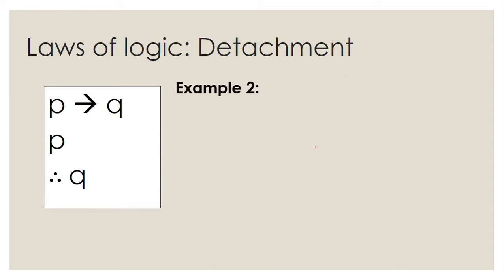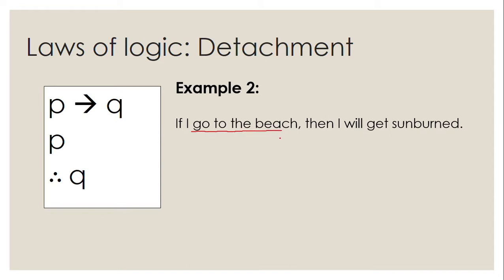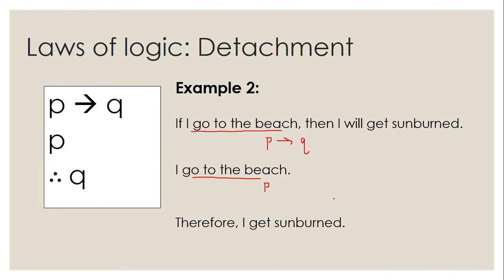Here's another example of detachment. If I go to the beach, then I will get sunburned. It is so true for me. So if I go to the beach, I'm going to call that P, arrow, Q is I will get sunburned. And then they're saying, okay, I go to the beach. So that's a true statement. I am going to the beach. So that's P. And we should be able to conclude, based on this detachment law, that I am going to get sunburned. Therefore, I get sunburned. That's Q.